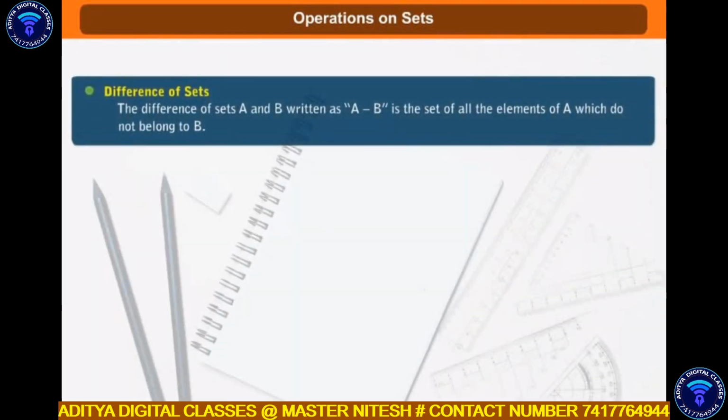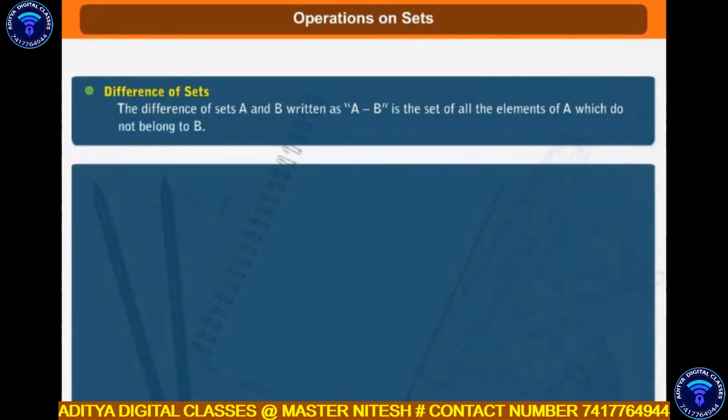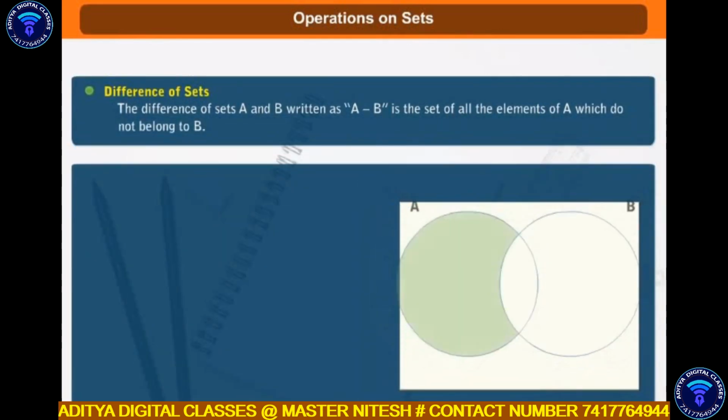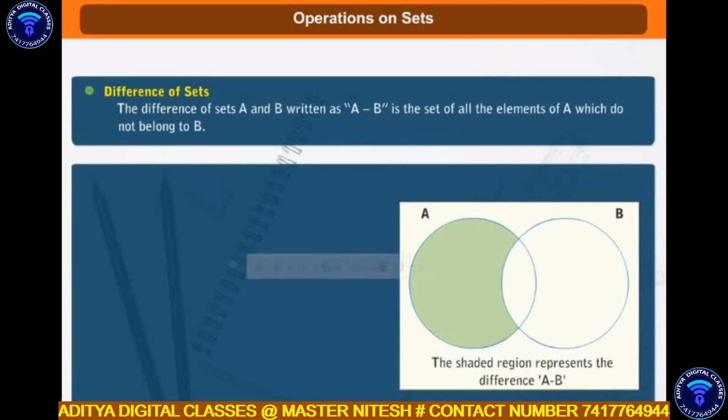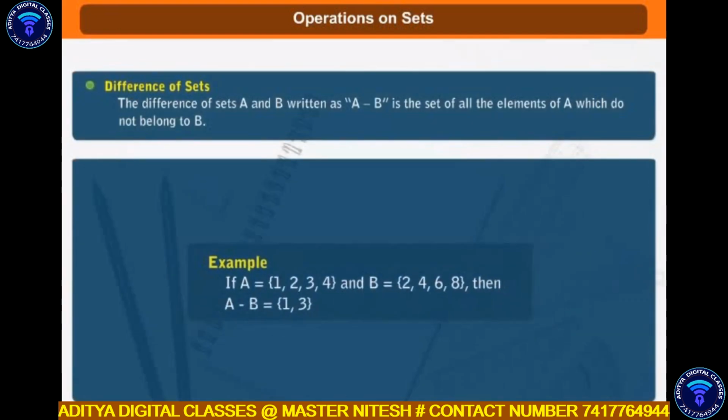Difference of sets. The difference of sets A and B, written as A minus B, is the set of all the elements of A which do not belong to B. For example, if a set A contains 1, 2, 3, 4, and another set B contains 2, 4, 6, 8, then the difference is a set containing 1 and 3.